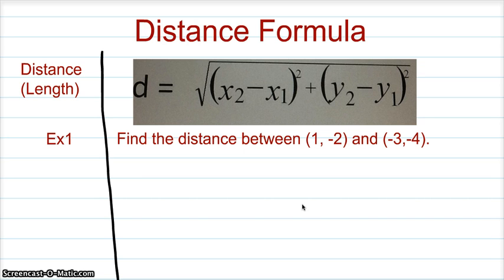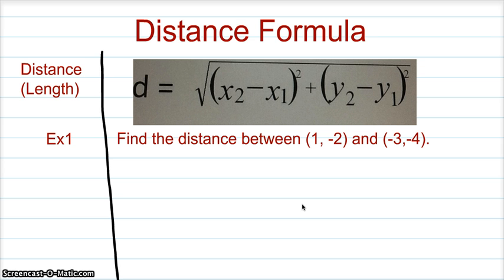These notes are over the distance formula. You should have a handout already that you're just going to be filling in. Alright, so distance formula and length are the same thing. Somebody can ask you for how long something is, and you're really finding the distance from point A to point B. So that's why I put length in parentheses.